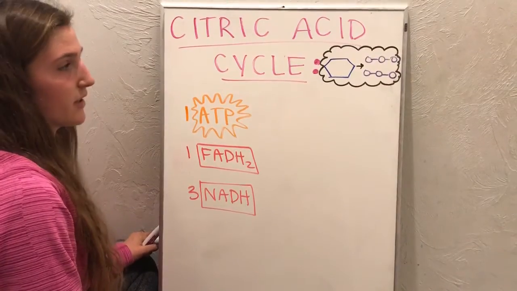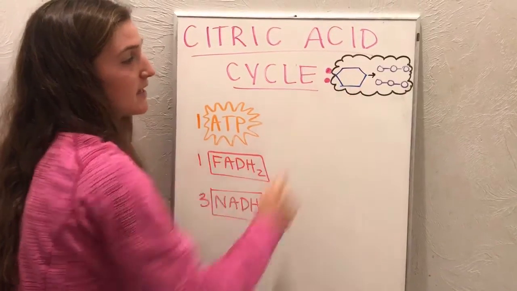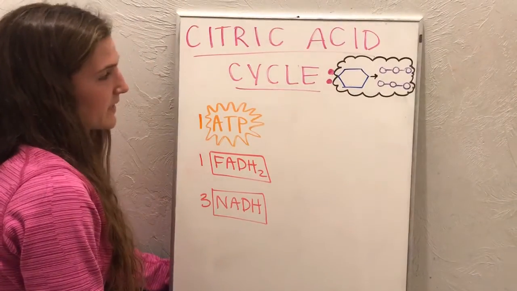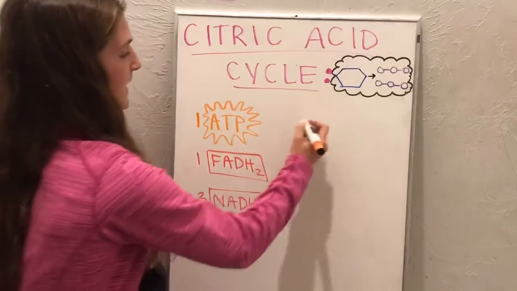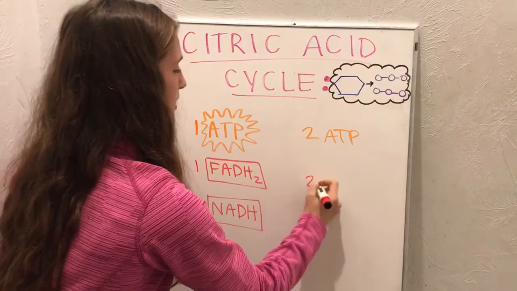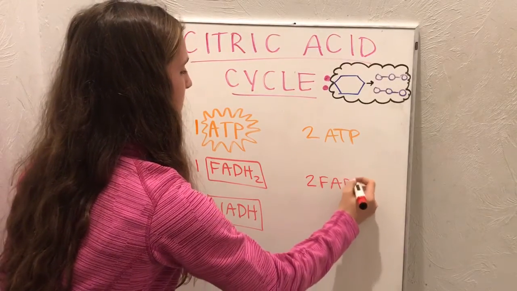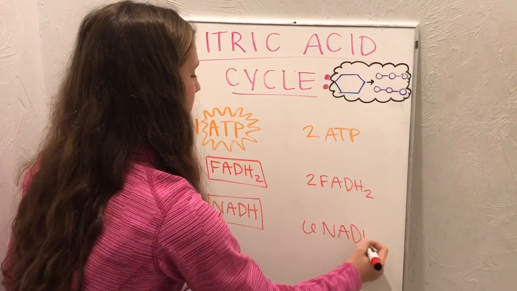As Grace explained earlier, glycolysis breaks down a single glucose molecule into 2 pyruvates. The citric acid cycle that I just explained was for a single pyruvate. So for 1 glucose molecule, the citric acid cycle actually can produce 2 molecules of ATP, 2 molecules of FADH2, and 6 molecules of NADH.